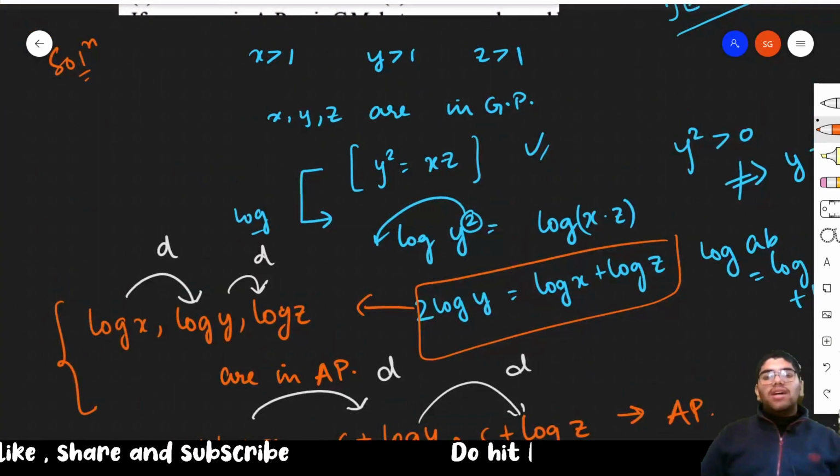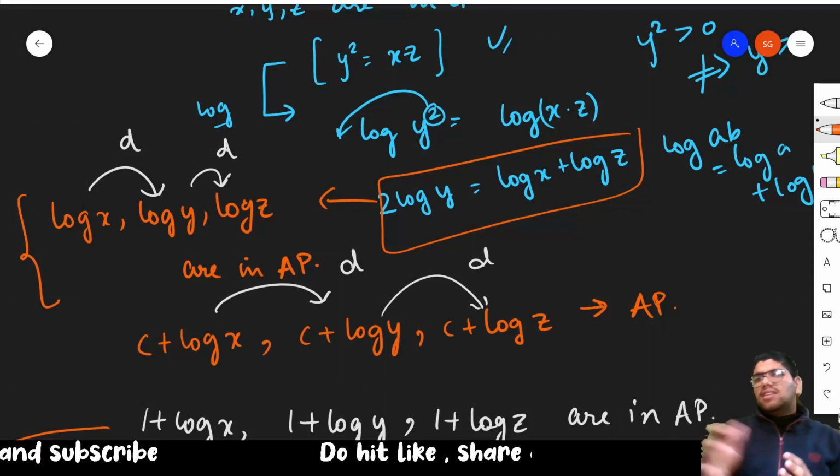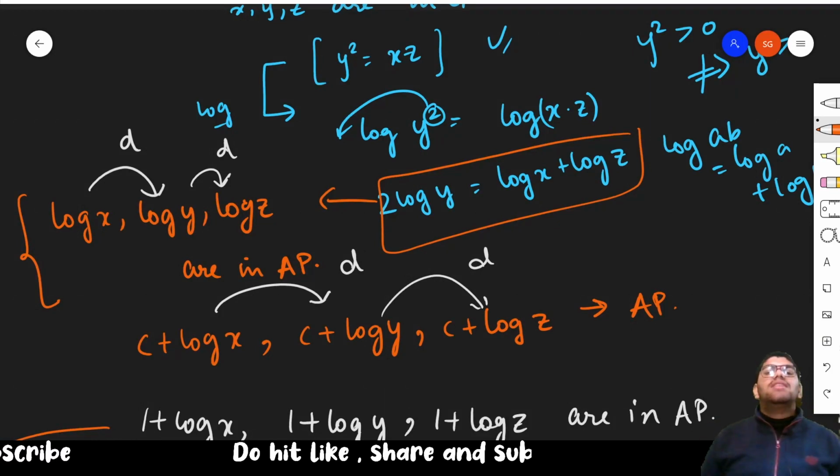देखो x y z GP में हैं तो y square x z होगा, तो twice of log y is equal to log x plus log z. This can be written very simply, you don't need to write. This is just to explain the things.